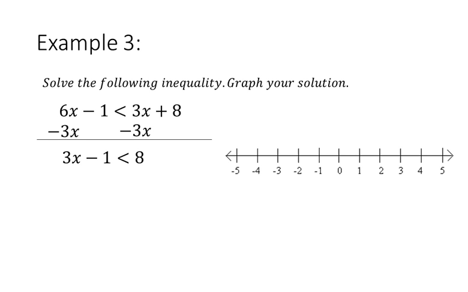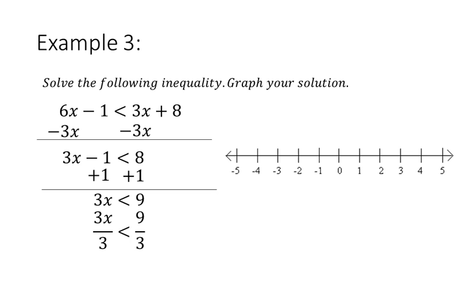And then to solve the rest of this inequality, I need to move my minus 1. I need to do the opposite, so I'm going to add 1 to both sides. And then I'm going to bring down my 3x, and this negative 1 and this plus 1, they cancel out. And then 3x is less than 8 plus 1, which is 9. Now, 3 and x are being multiplied, so to undo multiplication, I need to divide. I need to divide both sides by 3. So when I do that, 9 divided by 3 is just 3, so x is less than 3. And that's our answer. Now we're ready to graph.